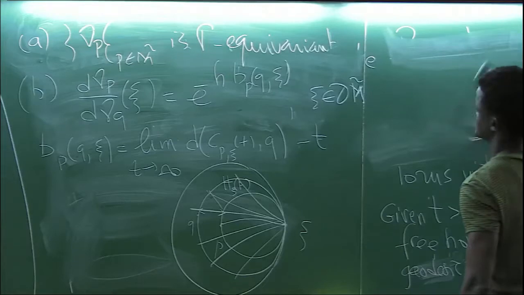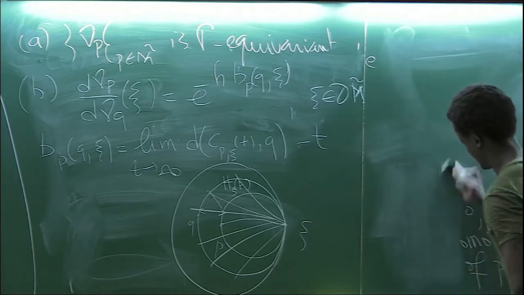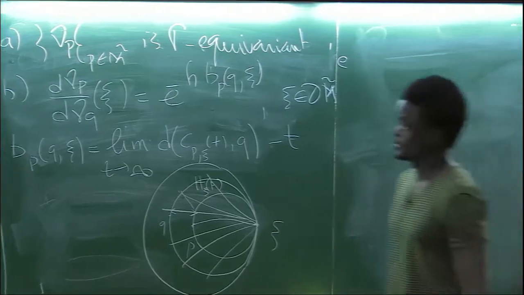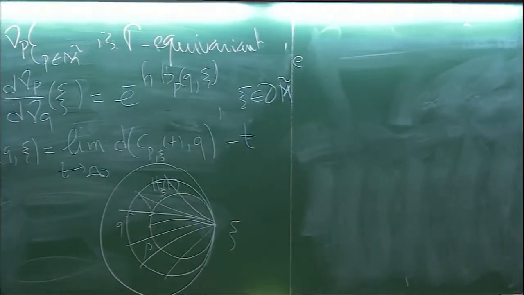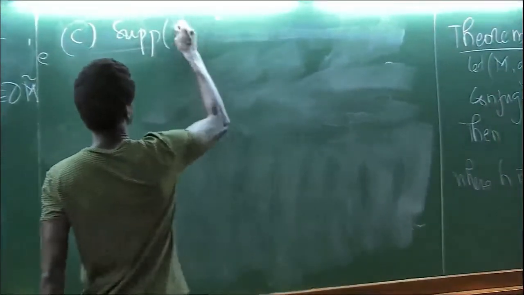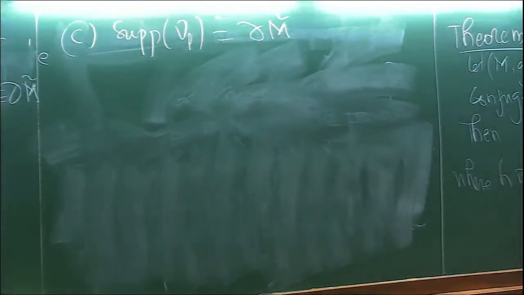Another important property is that these measures are fully supported in the ideal boundary. Actually, I did not say why these measures are supported in the boundary. If you look very well, you have this quantity that goes to infinity, because this diverges when s equals the topological entropy. And this is a discrete subgroup, so the support of the limit of the measure will be in the boundary. I did not say that. Another important property is that the support of nu_p is the whole boundary. This is very important.